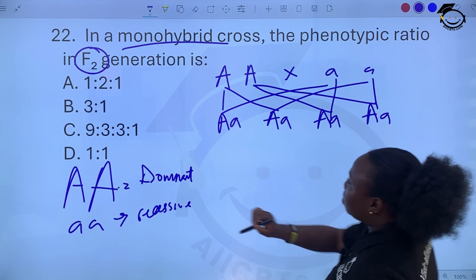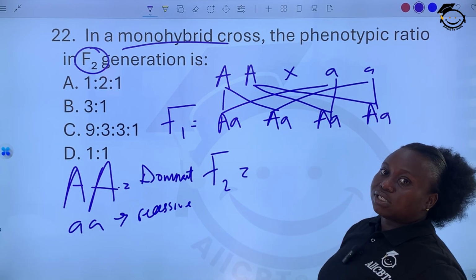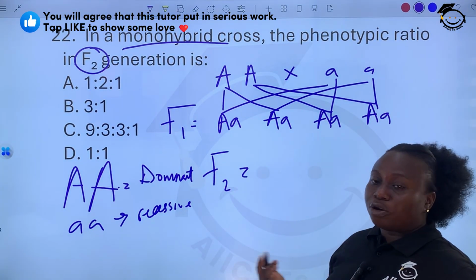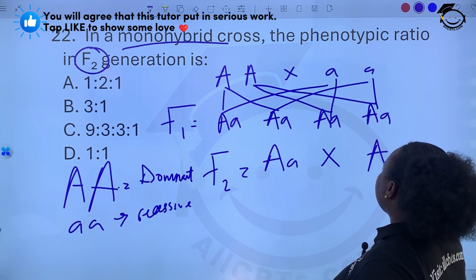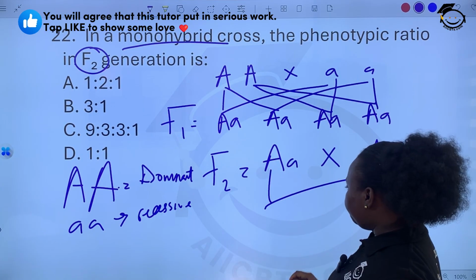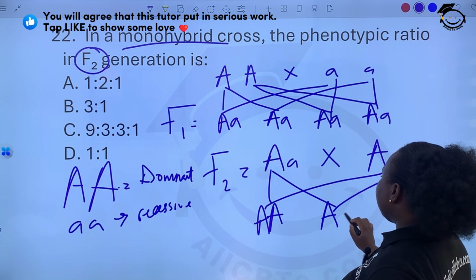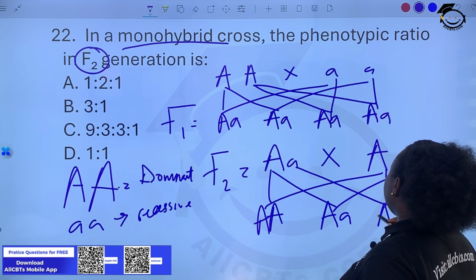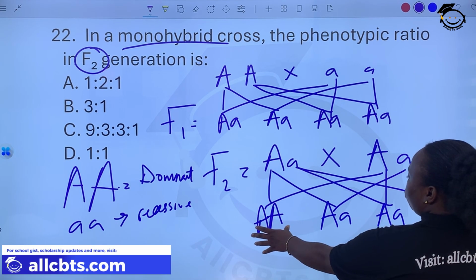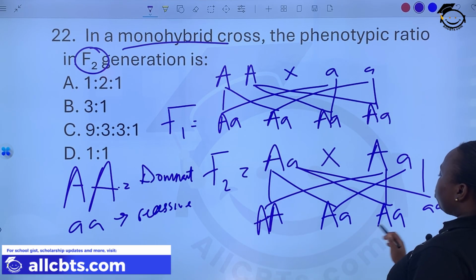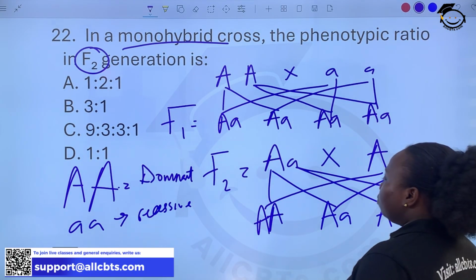Now, they are asking us for the F2 generation. This is the F1. To get F2, you have to cross the offspring. Since they are all the same, we can take any of them and cross: capital A, small a, with another capital A and small a. That gives us AA in capital letters, Aa, Aa, and aa in small letters. Now, that is 1 homozygous dominant AA, then 2 heterozygous Aa, and 1 recessive aa.